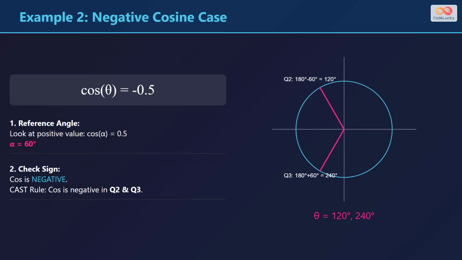What if the value is negative? Let's solve cosine of theta equals negative 0.5. First, we ignore the negative sign to find the reference angle. Cosine of 60 degrees is 0.5, so alpha is 60. Since cosine is negative, we must be in quadrant 2 or 3. We apply the formulas to get 120 and 240 degrees.